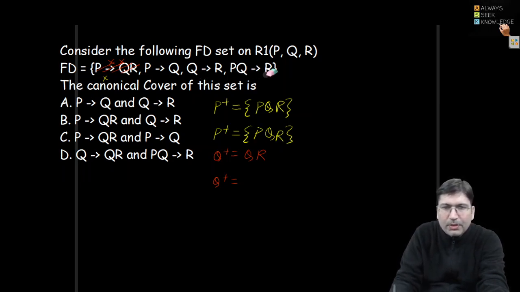So that means this is also essential, you cannot remove it from the canonical cover. Now let's check for PQ implies R. If you check for PQ implies R, the closure of PQ is PQR.